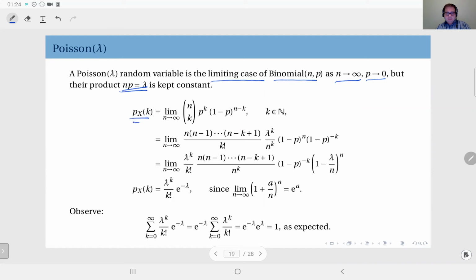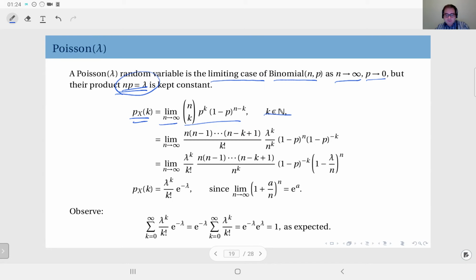Okay, so the PMF of the Poisson distribution can be found by computing the limit as n goes to infinity, with this constraint, of the binomial distribution: n choose k times p to the power k, times 1 minus p to the power n minus k. And k here can be any non-negative integer.